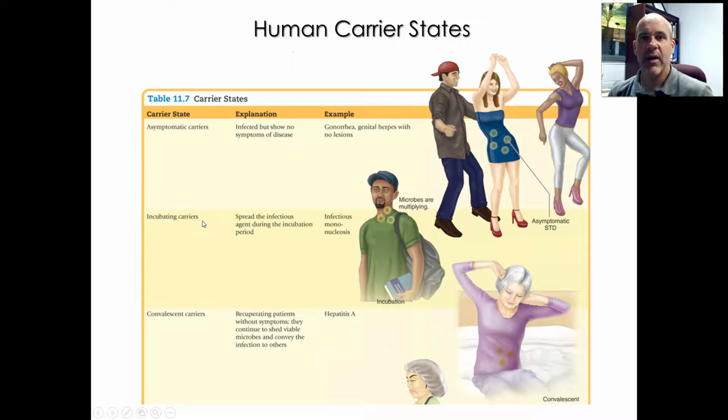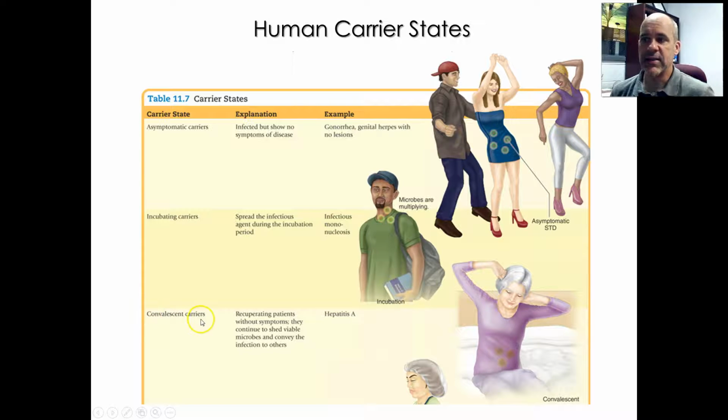So this is where you're on the way to developing an infectious disease. You're on your way to getting sick. You're in that incubation phase that we talked about, and you just don't know it yet, but you're still capable, with some infectious diseases, of spreading that to other people. Good example, infectious mononucleosis. Even when you're in the incubation phase, you can spread that to other people.